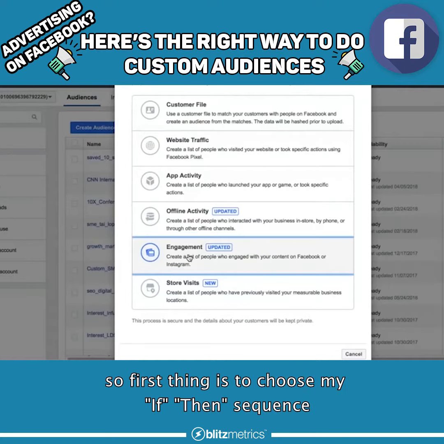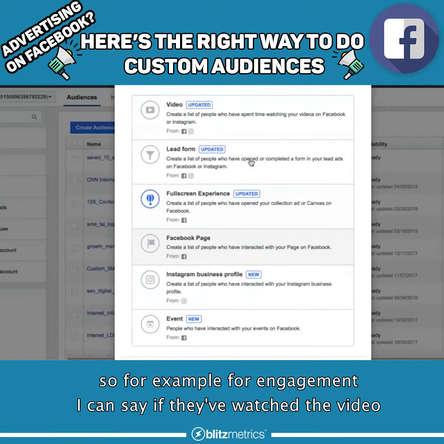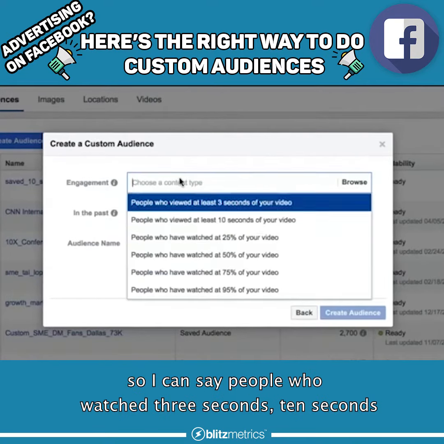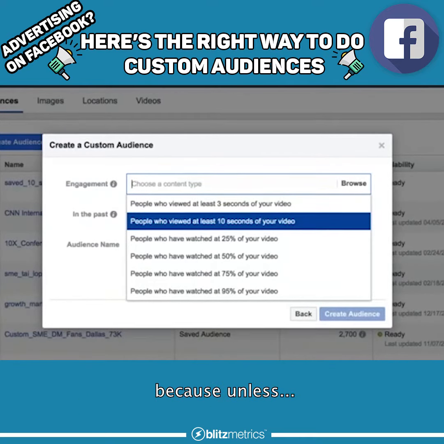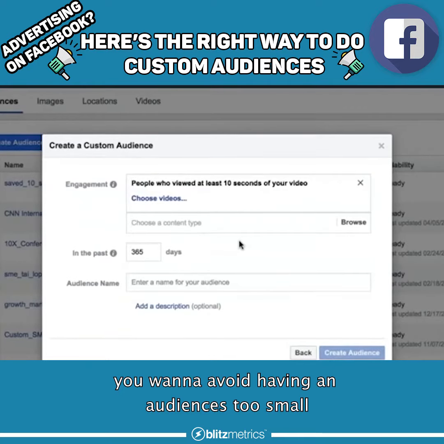So first thing is I choose my if-then sequence. For example, for engagement, I can say if they watched a video, then do this. So I can say people watch 3 seconds, 10 seconds. I see a lot of people target 50% or 75%. We like to target a 10-second view because we want to avoid having an audience that's too small.